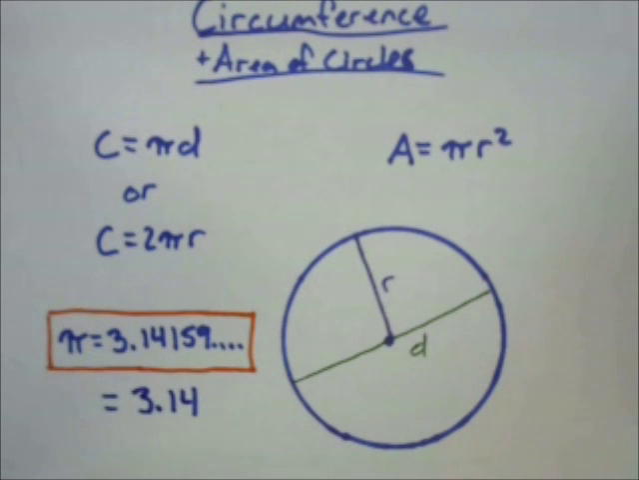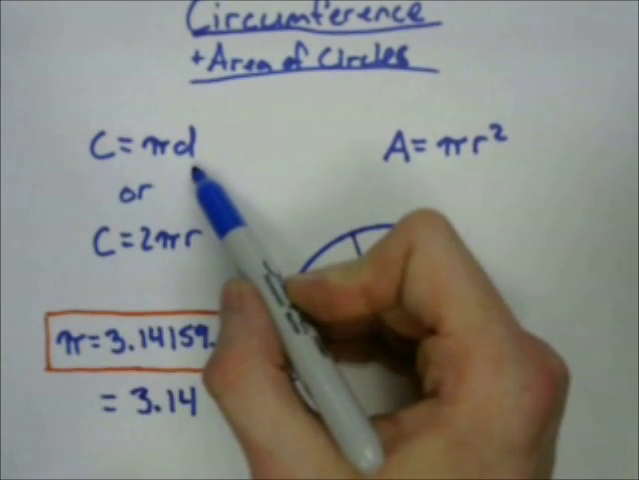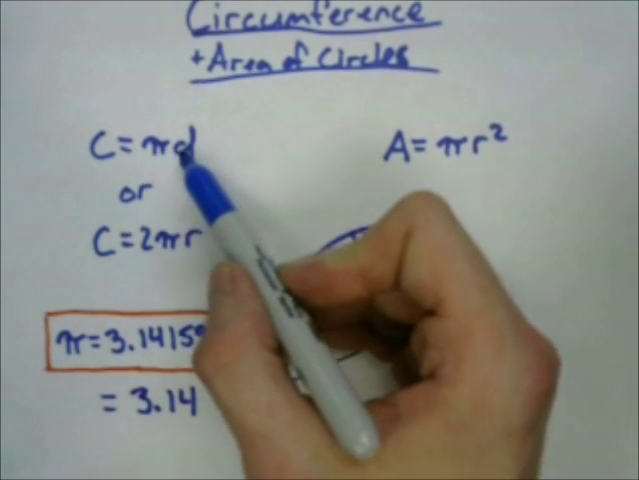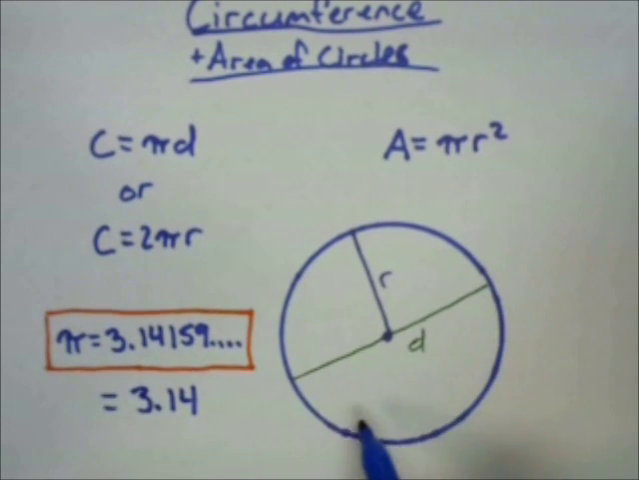Now, pi is the ratio of the diameter to the circumference, and you see this right here in the first equation we want to look at. So this equation right here, circumference is actually just pi times diameter. It's the ratio between them. So here, pi times diameter will get you the outside circumference.